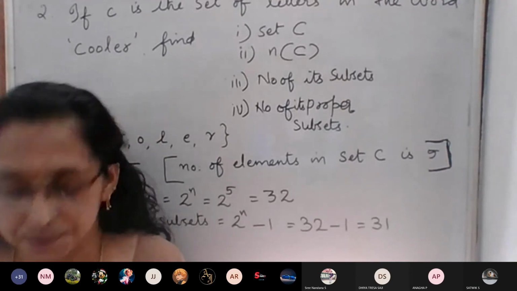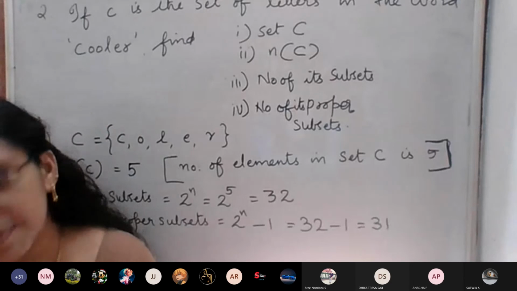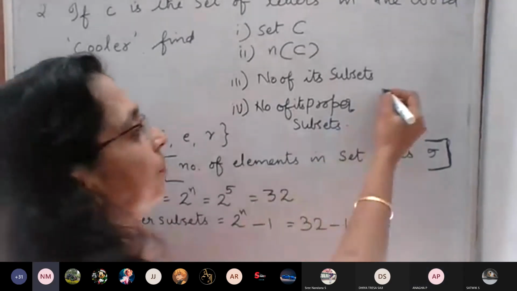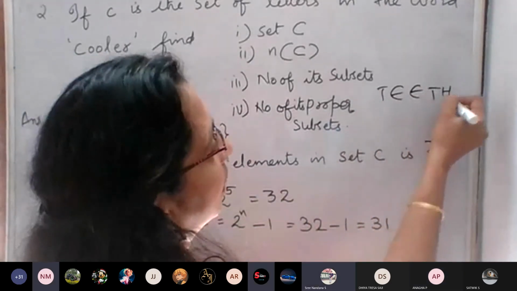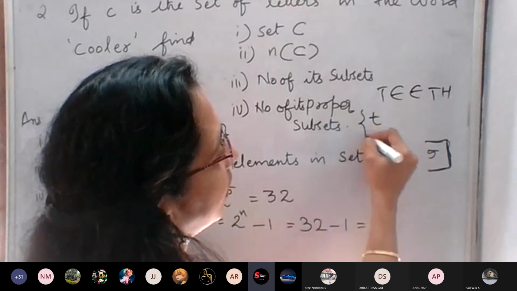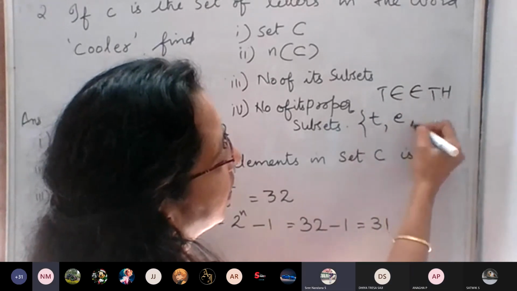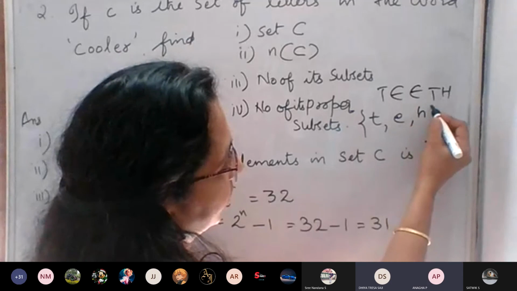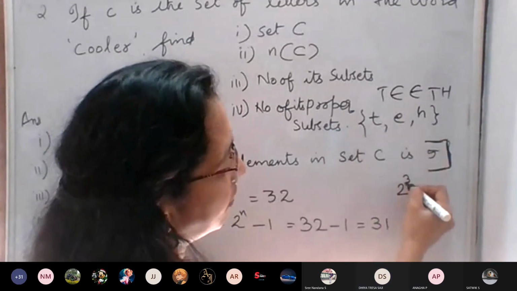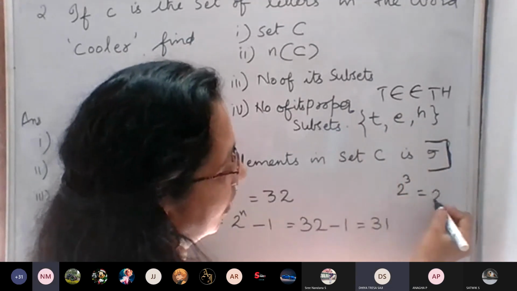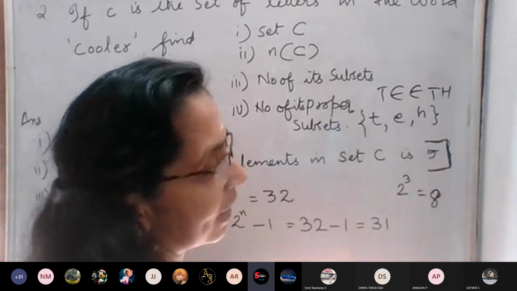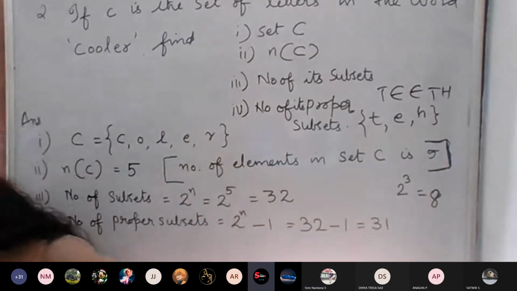TEETH: T, E, H only. So 2 raised to 3 will be 2 raised to 3 equals 8. So write the subsets.